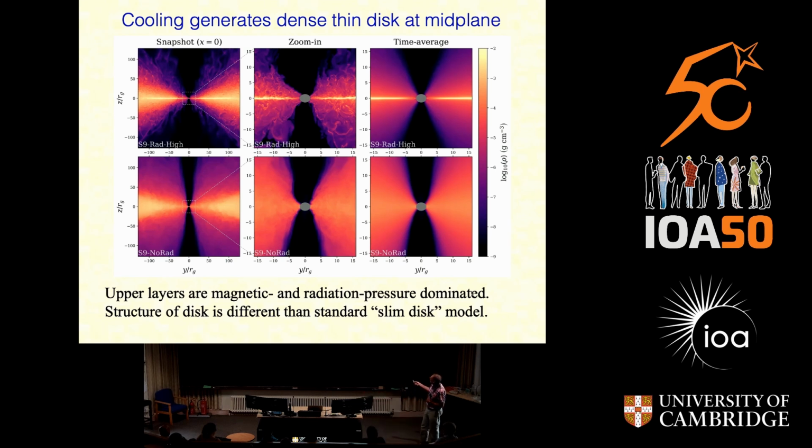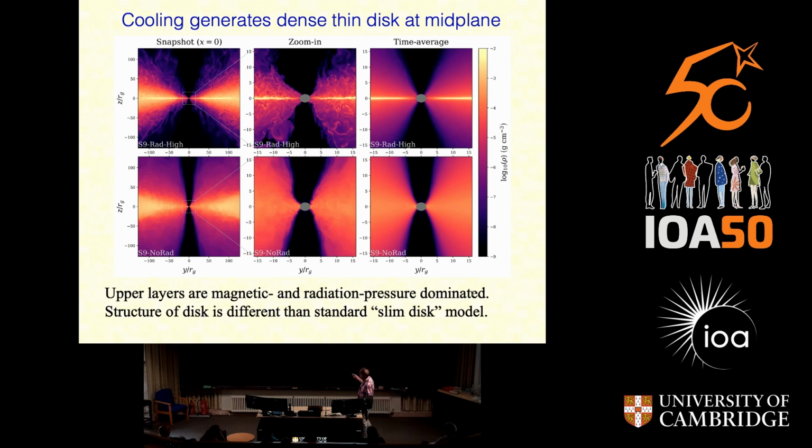But it's, for example, no longer radiation pressure dominated right at the middle. In fact, gas pressure supports this very, very thin layer. And above that, it's very much radiation and magnetic pressure dominated. And in fact, this inner layer is not even accreting inwards. It's actually flowing slightly outwards. And almost all of the accretion is occurring at larger angles.